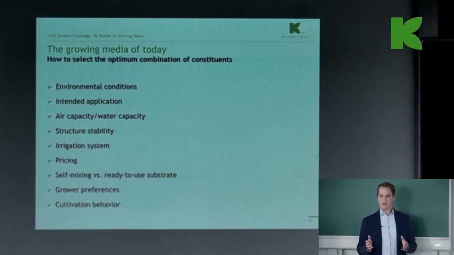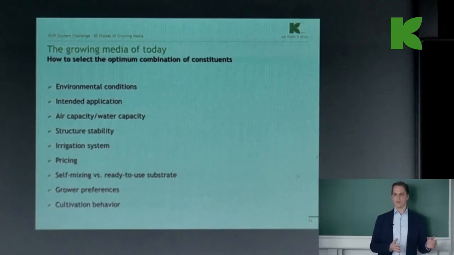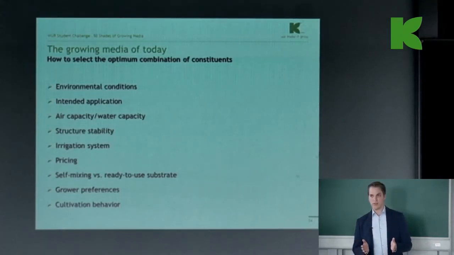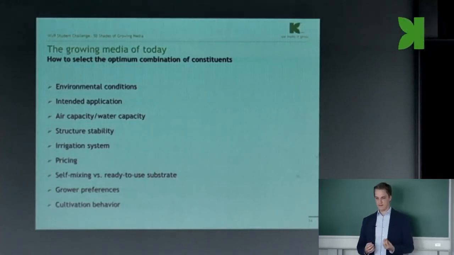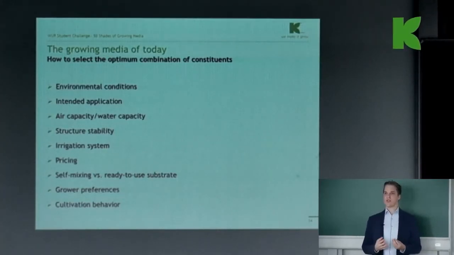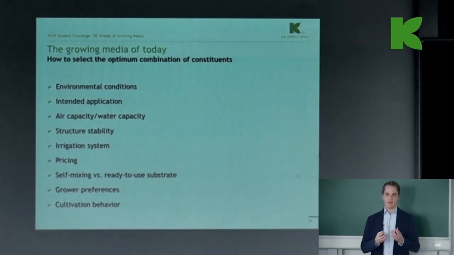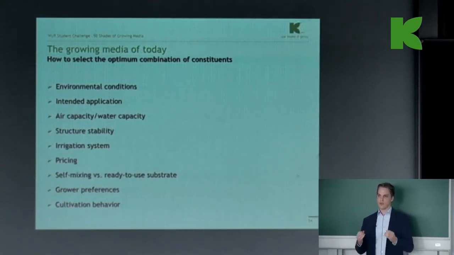The intended application, very simple. What kind of plant is growing in it? Different plants have different requirements for a substrate. A ratio between air capacity and water capacity, very important. Do we need more water storage in the substrate, or do we want to cultivate more dry and we need more air capacity? Do we need a structure stable substrate? For example, shrubs and trees are plants which are growing in one substrate for a longer time, and therefore we need a very stable substrate.